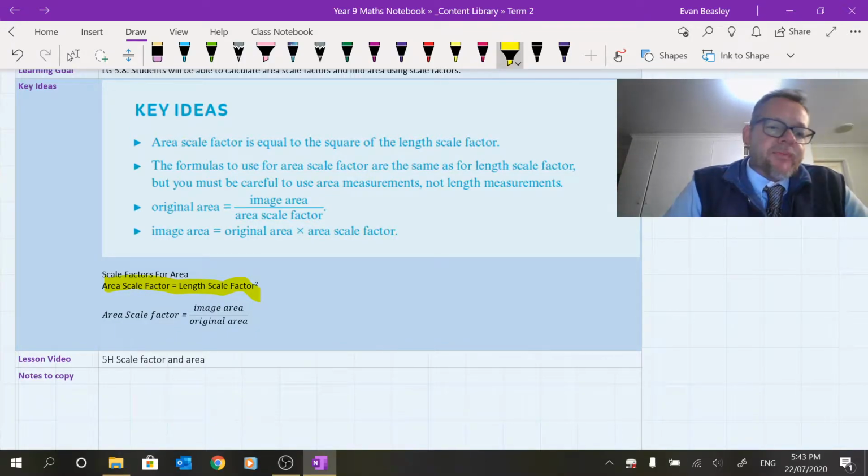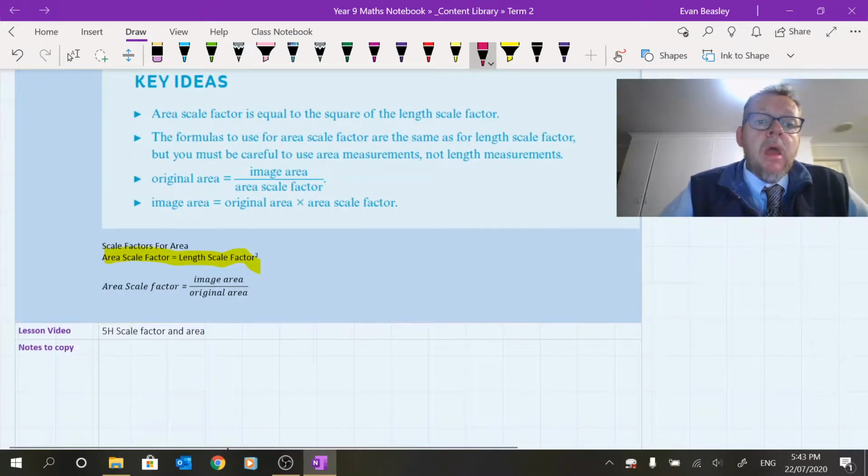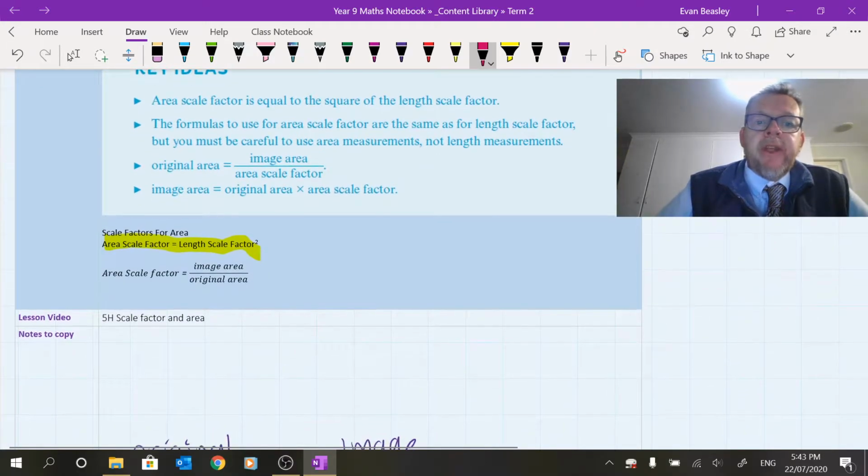Now remember, area units like centimetre squared, metre squared, are squared units. And they're length squared units. So it makes sense to get the area scale factor we're going to find the square of the length scale factor. Now it also makes sense, and we'll look at this in a little while, that the volume scale factor should be the cube of the length scale factor because they're cubic units. But that's not today's worry, even though I'll talk to you about it because it's interesting. So area scale factor is equal to the square of the length scale factor.